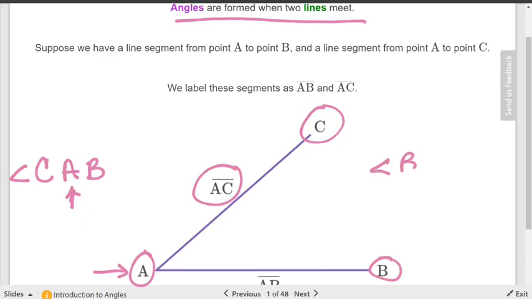Now we can also call this angle BAC. The order of the line segments makes no difference, but the vertex has to be in the middle. Always. Good deal. So write the angle symbol in front of CAB.